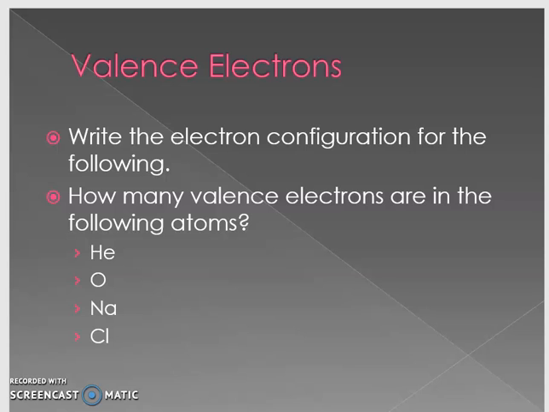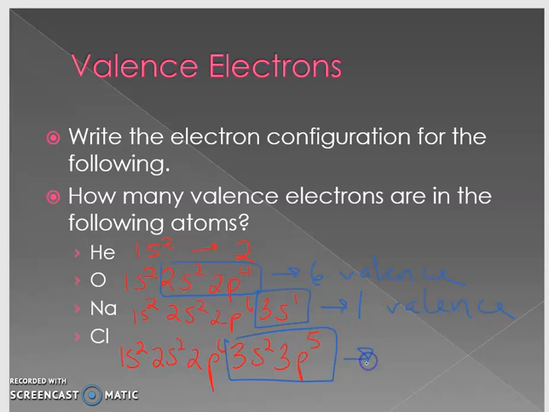So why don't you go ahead and write the electron configurations for the following and then determine how many valence electrons they have. You can go ahead and pause the video and then check your answers. So our valence electrons are as shown. Helium has s2, so that'll be 2 valence. Whenever we look at oxygen, 2s2, 2p4, that would be 6 valence. For sodium, 3s1, so that's 1 valence. And then for chlorine, 3s2 and 3p5, so that is going to be 7 valence electrons.